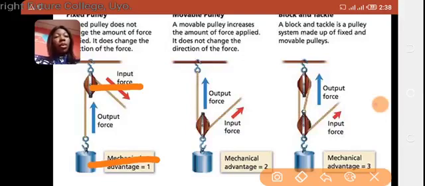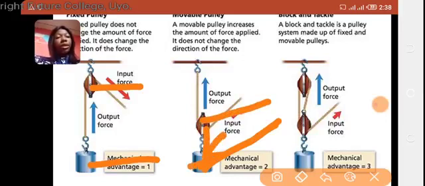Okay, this one is what? Movable pulley. This is the load or the object, whereas this is the wheel. The wheel is attached to the load. The wheel is attached to this load. Now this is the fixed location, but here you can see that the wheel is no longer here but here.